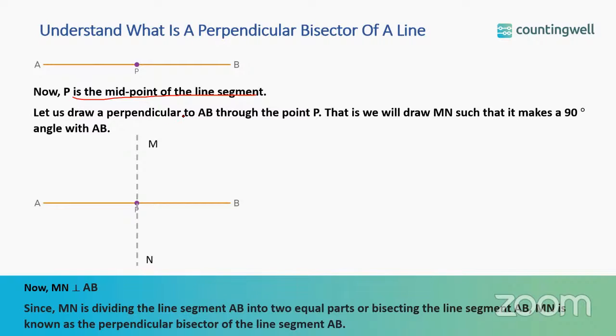Let us draw a perpendicular to AB through the point P, and that perpendicular we are naming MN, and it should make an angle of 90 degrees with AB. So we can see MN is perpendicular to AB. Since MN is dividing the line segment into two equal parts, or we can say it is bisecting the line segment AB, MN is known as what? The perpendicular bisector of the line segment AB.